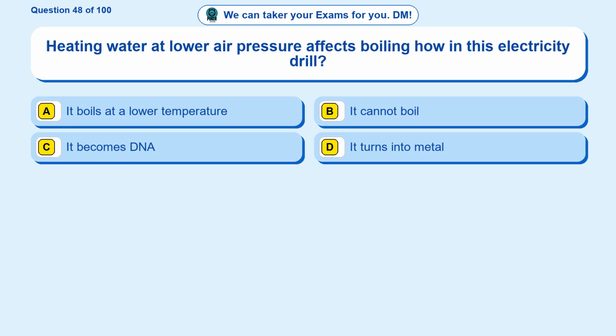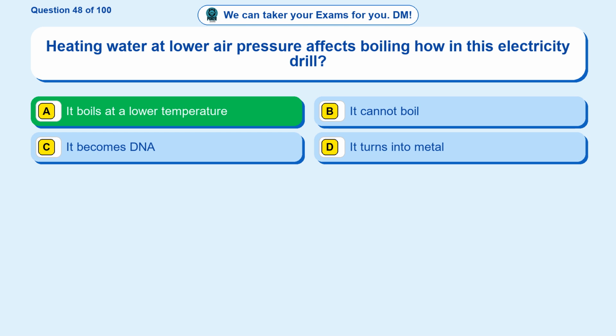Question 48. Heating water at lower air pressure affects boiling how in this electricity drill? Option A. It boils at a lower temperature. Option B. It cannot boil. Option C. It becomes DNA. Option D. It turns into metal. The correct answer is option A.